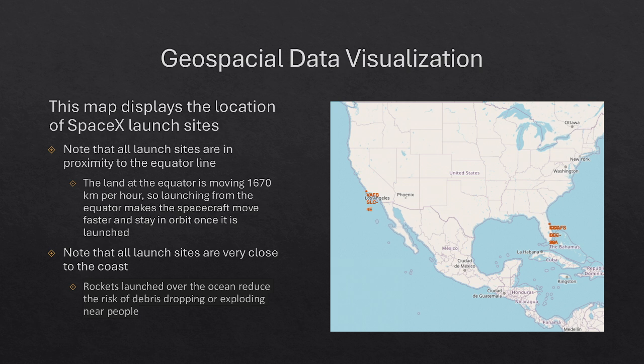And something else is when these launch sites are planned, they're often close to the ocean because if you launch a rocket near the ocean and you launch it over the ocean, it's much less likely to hurt people or surrounding buildings or towns.